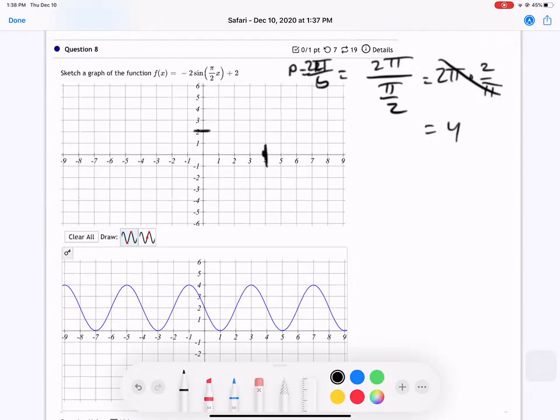My d value is 2. We know our standard graph is here. And we're going to stop at 2. Half, half, and half. Now careful, the amplitude is negative 2, so we're not going up to 2. We're going down. Down to 2, up, and then up to 2, and then down. So that's how the graph is going to go.